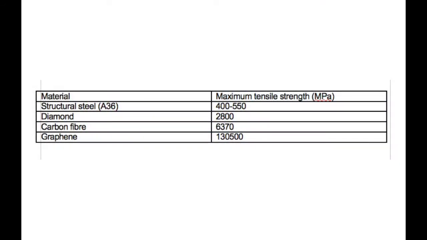Material: maximum tensile strength in MPa. Structural steel A36: 400-550. Diamond: 2800. Carbon fiber.